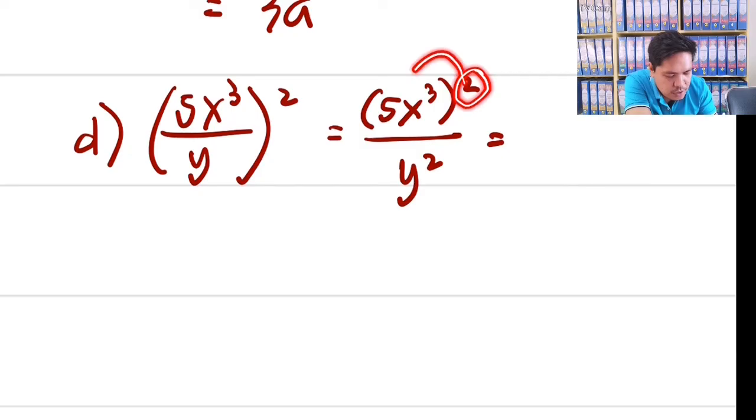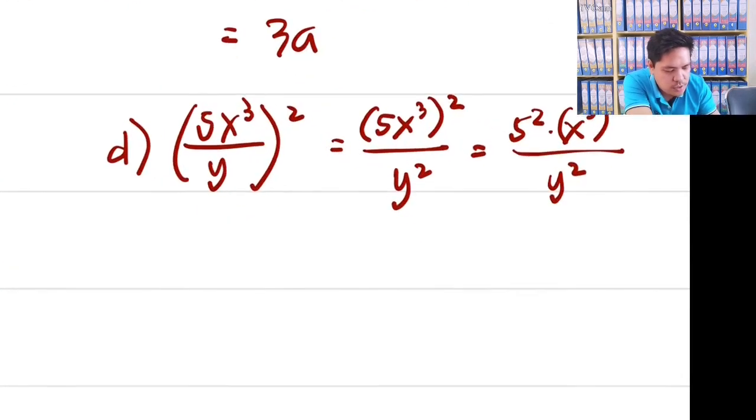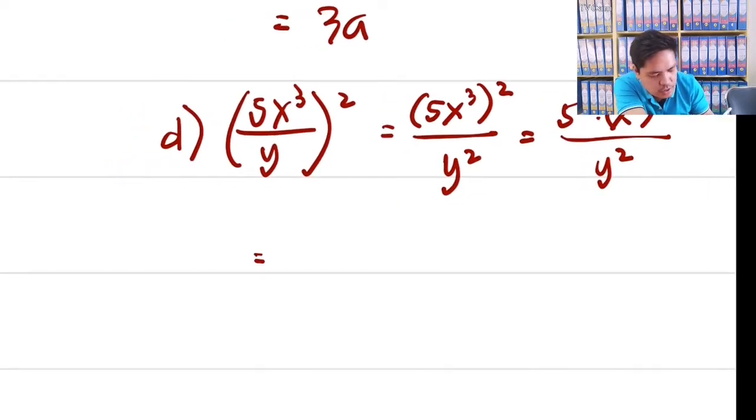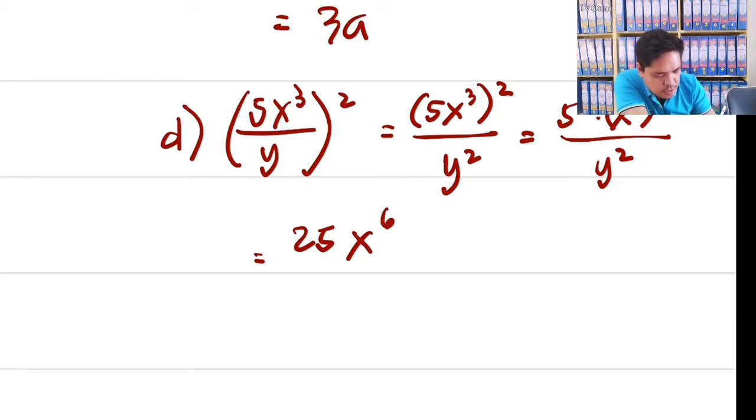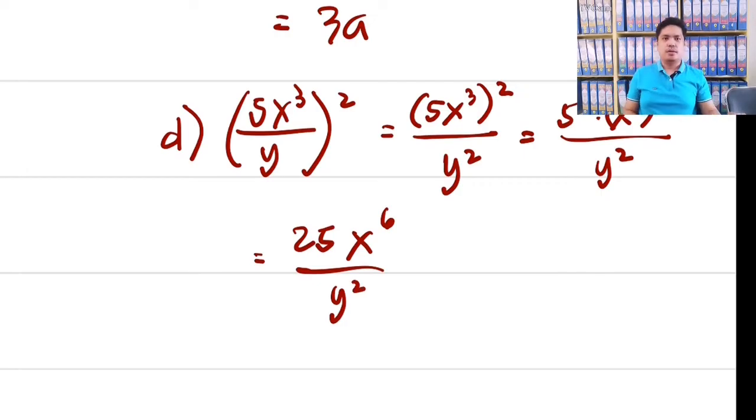Okay. So, that is equal to what will happen here. Ito naman, distribute ulit kasi multiplication siya. So, that would be 5 squared times x cubed squared over y squared. So, what is the answer? That would be 25, x raised to, what will happen here? Again, property a raised to m raised to n, so multiply. So that's x raised to 6 over y squared. Okay?